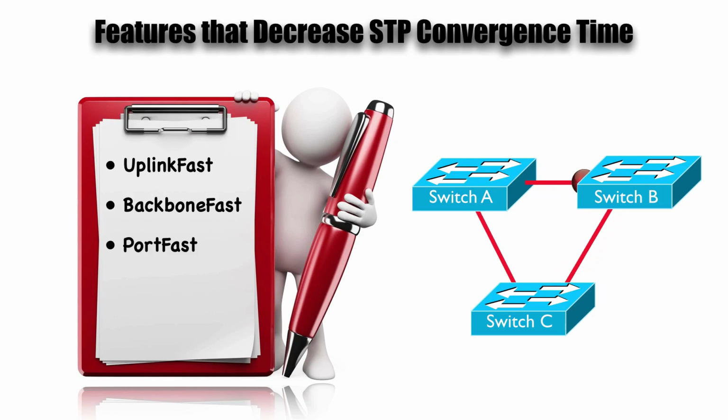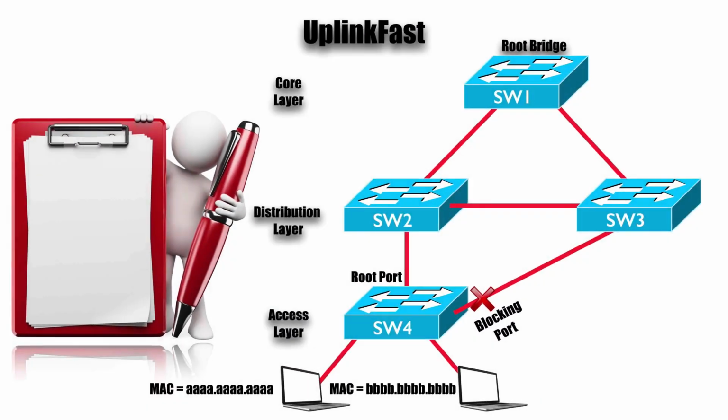Let's take a closer look at some of these features that can help reduce STP convergence time, beginning with uplink fast. Uplink fast is typically going to be configured on access layer switches. We would not want to enable it on a transit switch. We don't want to enable it on SW2 on screen. You see, SW2 is a transit switch. We flow through SW2 as we're going from SW1 to SW4. Same thing with SW3. That would be another transit switch, but we might configure it on SW4. And when we configure it, it's not on a port-by-port basis. We enable it globally.